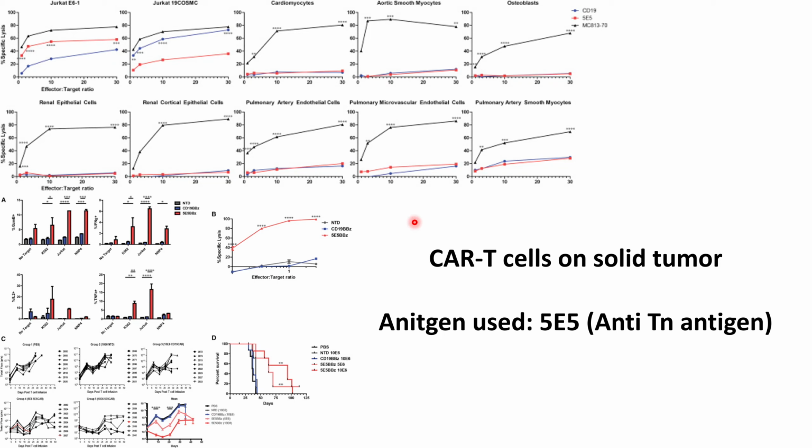In this video, we will continue our discussion on CAR T cells on solid tumors. In the previous video, we discussed some of the results of the anti-TN antigen CAR against the TN antigen on different kinds of cells. Some, such as Jurkat cells, have this TN antigen, whereas the normal cells do not have TN antigens.